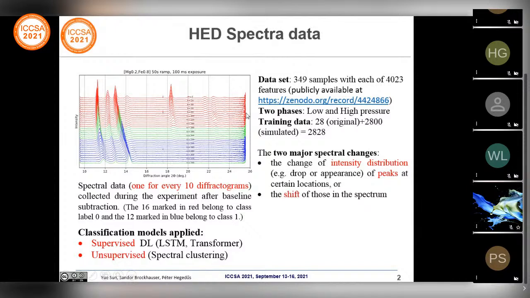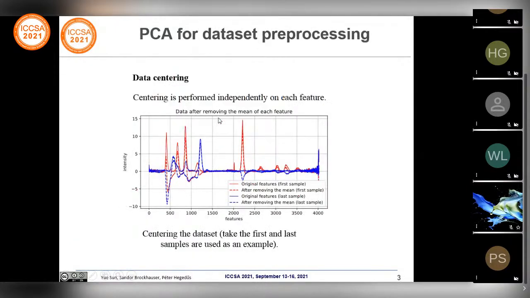The spectra marked in red and blue are the representative spectra used for training the supervised deep learning models. As you can see, the number of features is much greater than the number of training examples in our dataset. So we apply principal component analysis for dataset pre-processing, to reduce the dimensionality of the dataset and to prevent the overfitting problem.